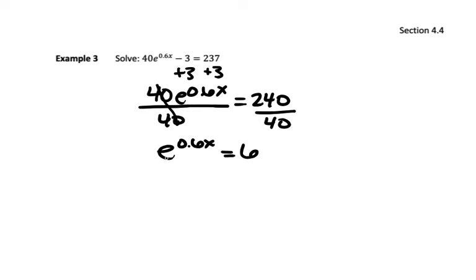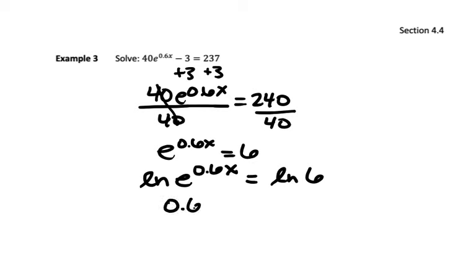Now, once I have just the base and the exponent on one side, I can take natural log of both sides. Since it's base e, I want to do natural log. That's going to be the easiest. So natural log of e to the 0.6x equals natural log of 6. Now natural log of e to the 0.6x is just going to be 0.6x, so it would be equal to the exponent. So then I have 0.6x equals ln of 6. And lastly, to get x by itself, I would divide.